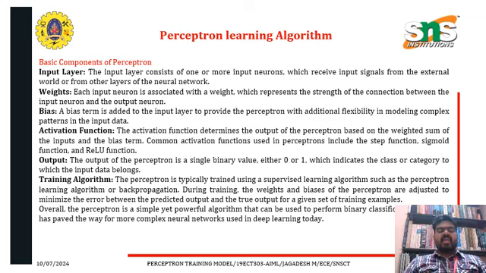Activation functions. The activation function determines the output of the perceptron based on the weighted sum of the input and the bias term. Common activation functions used in the perceptron include the step function, sigmoid function, and ReLU functions. Then output. The output of the perceptron is a single binary value, either 0 or 1, which indicates the class or category to which the input data belongs. The training algorithm: the perceptron is typically trained using a supervised learning algorithm such as the perceptron learning algorithm or backpropagation.